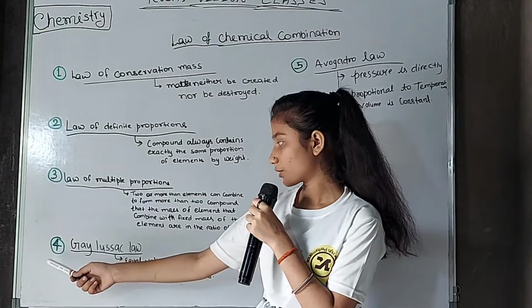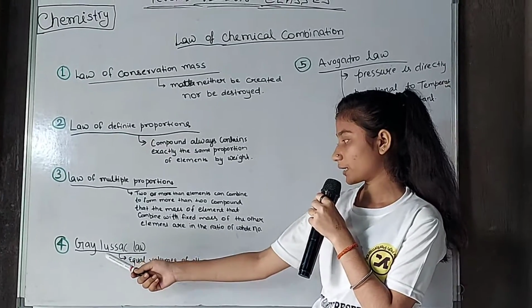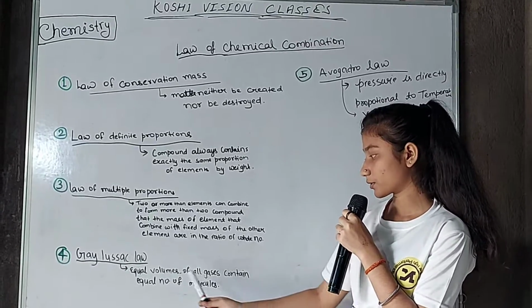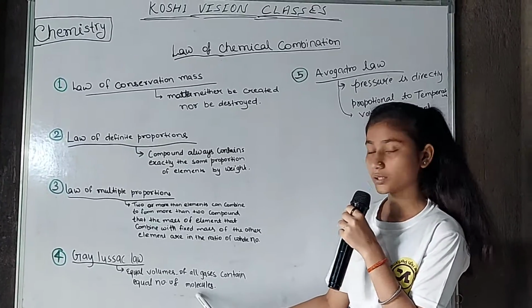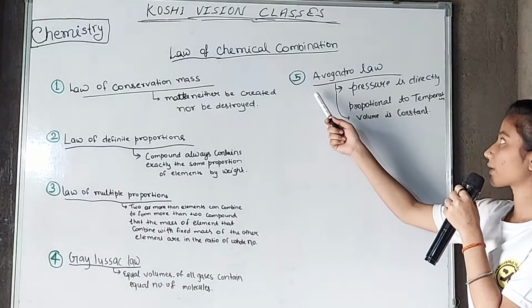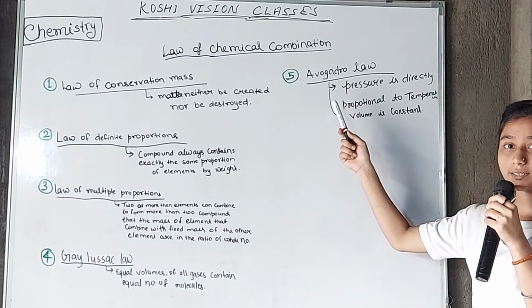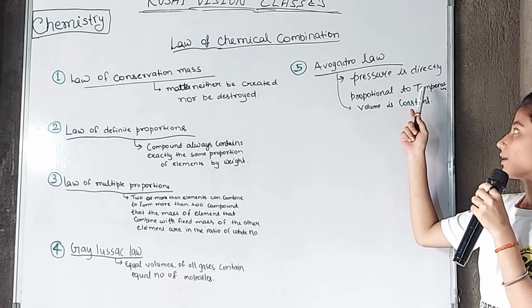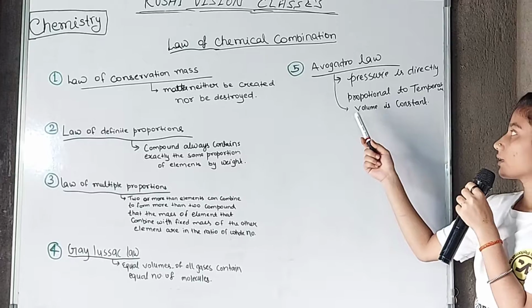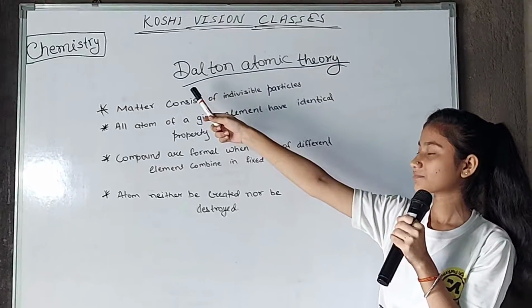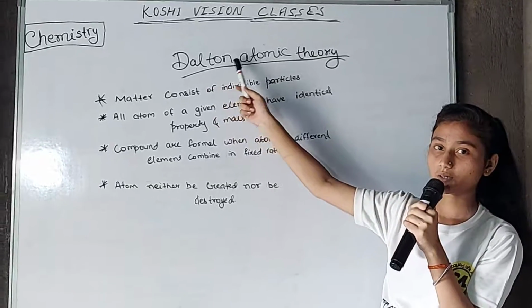And the fourth law is the Gay-Lussac law. This says that equal volumes of all gases contain the same number of molecules. And the last law is the Avogadro law. This law says that pressure is directly proportional to the temperature when the volume is constant. Now I start Dalton's atomic theory.